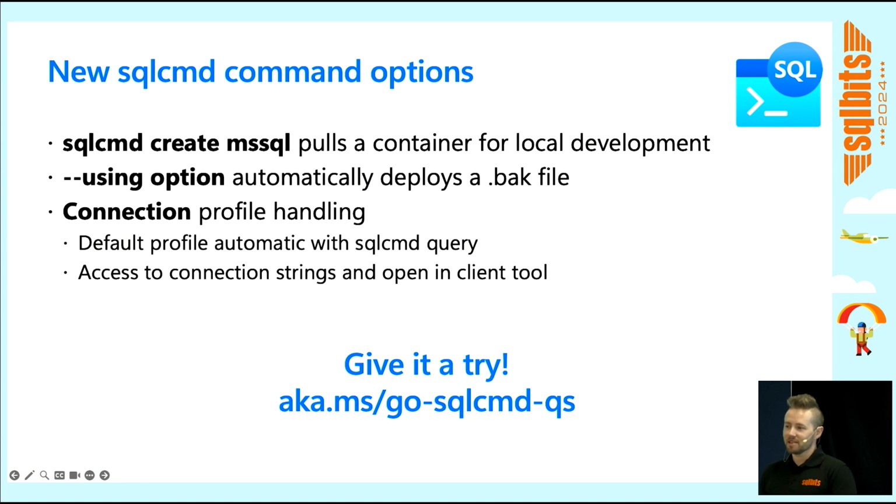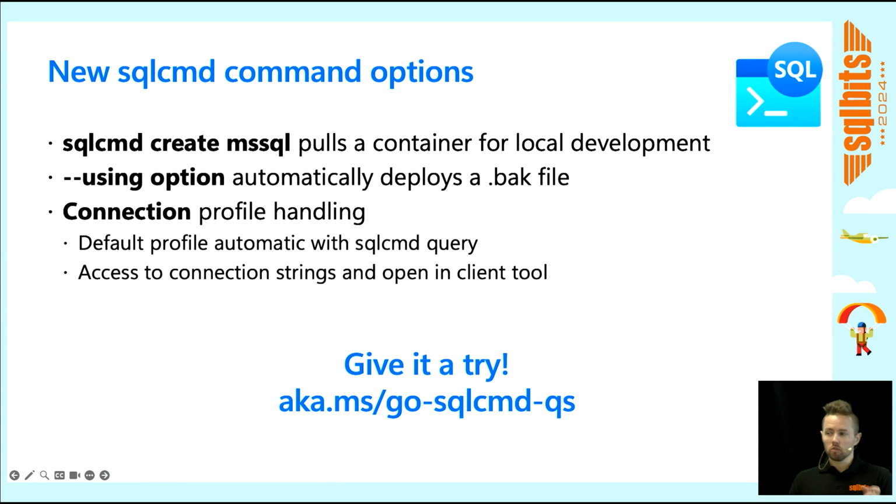The Go version of SQL CMD has container management built in for development environments. So there's a new command within SQL CMD, create MS SQL. There's a few more syntax options after that. But what this will do is pull a container for local development, start it up, and configure that connection within the SQL CMD tool. It becomes that default connection. You can get the connection string out. You can have it open up client tools with that connection. All of that is pretty cool.